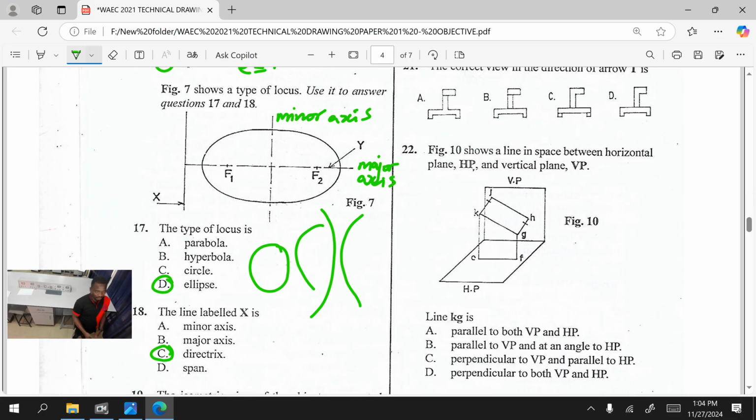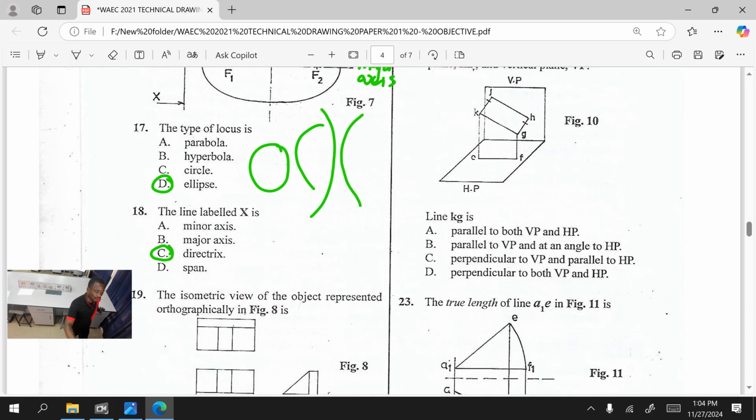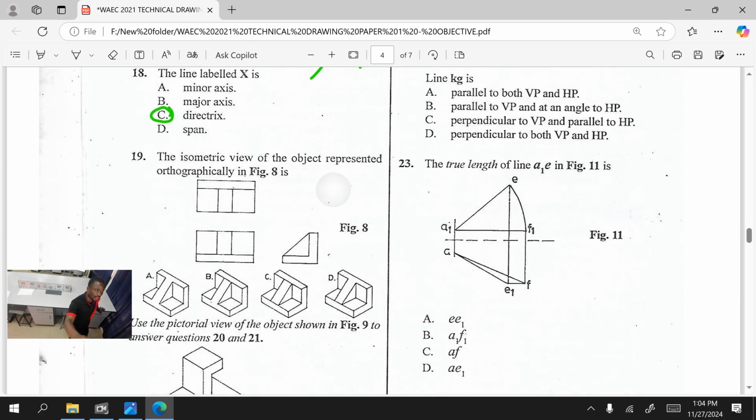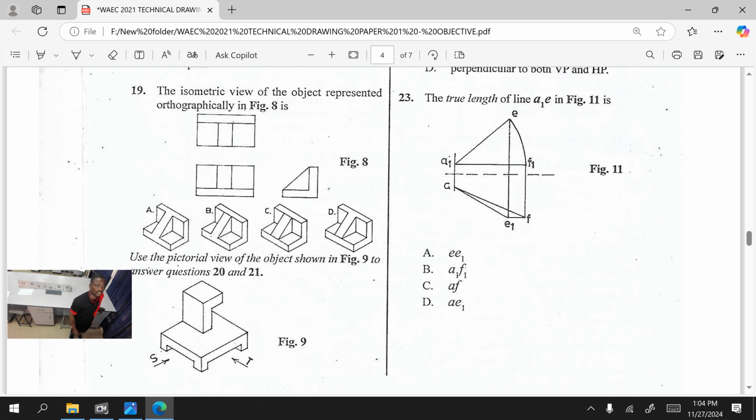Do you get it now? Then span. Span is not used here. Span is talking about how wide a drawing is. Do you get it now? They use it mostly when we are talking about parabola. So let's go to question 19. Oh, I like this question.